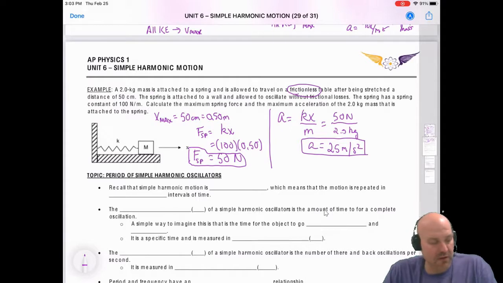So in the next video, we're going to focus on the period, right? We're really going to dive into one of the main topics for this unit, which is the period of simple harmonic oscillators.